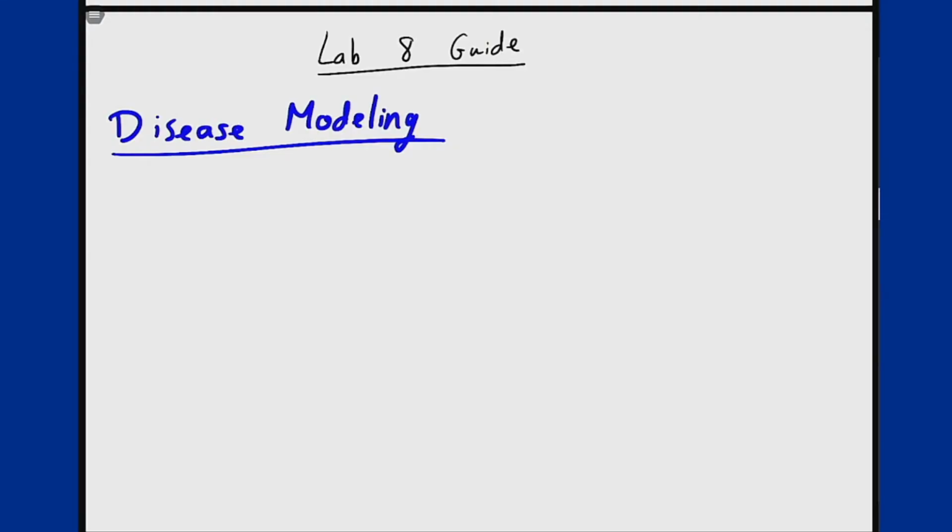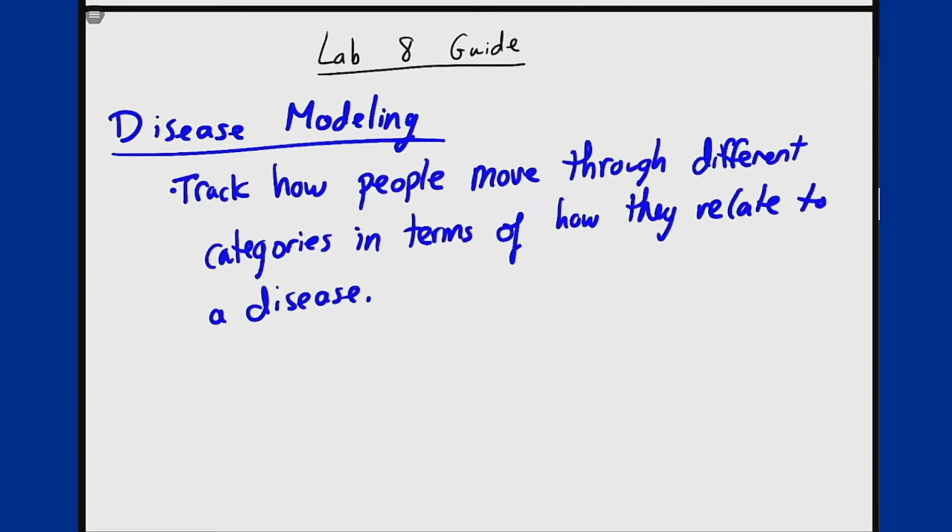This video will discuss some of the basics of disease modeling, which are formed up in the code that is used for this lab. So the idea of disease modeling equations is basically saying, let's track how people in a population move through different categories based on how they relate to a disease. For most of these models in general, we will assume that the population is constant. People don't enter or leave the population, they just move between these groups.